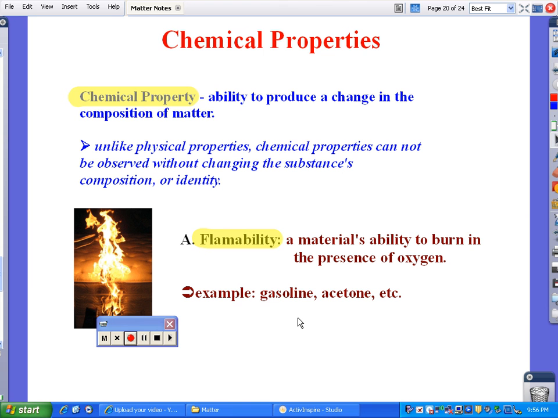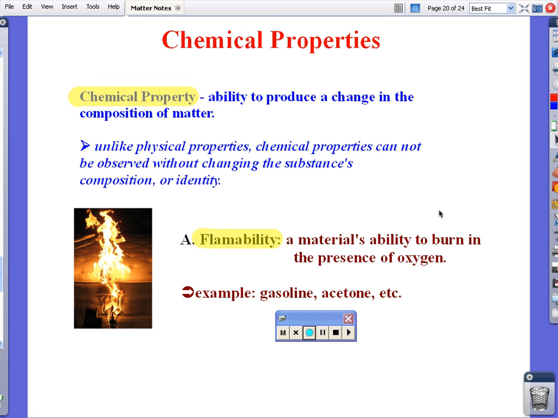Chemical properties are the ability to produce a change in the composition of the matter. It sounds like a difficult definition, but really what it means is, can something change chemically and turn into new things? That's really what it means. You can test these things, but unfortunately, when you test their chemical properties, you alter the composition or the original identity of the object.